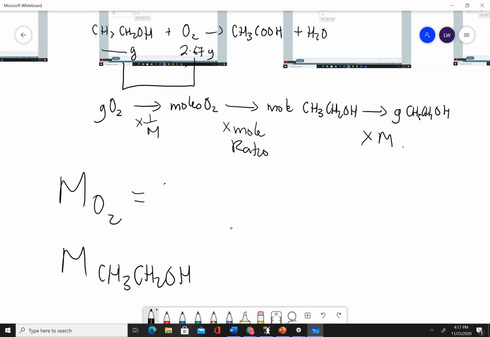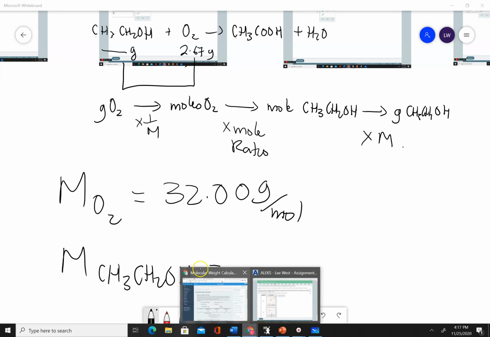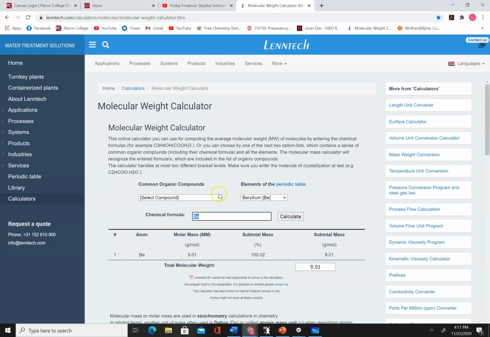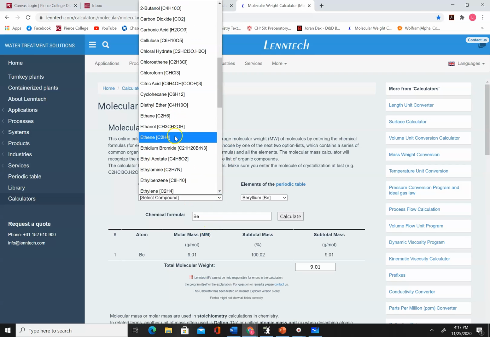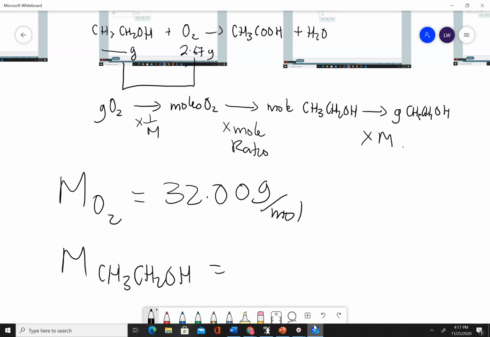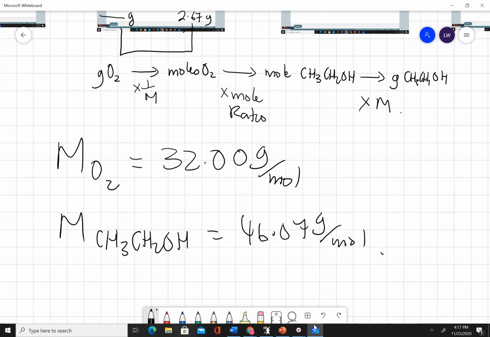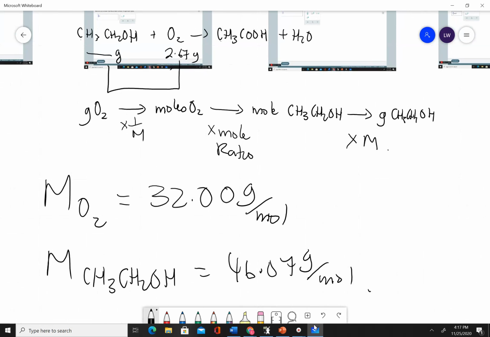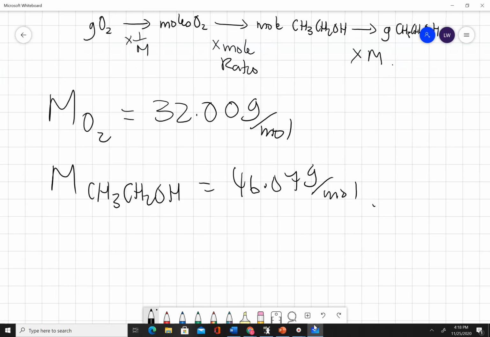The molar mass of O2, I'm just going to speed this up, is 32.00 grams per mole. And then we're going to look up the molar mass of our ethanol. Sometimes they have the compounds in here. It's really up to you if you want to take advantage of that feature. There we go, 46.07 grams per mole. So it looks like we're in business at this point, and our mole ratios are really easy in this case. We get 1 mole of ethanol for every 1 mole of O2 according to our balanced equation.